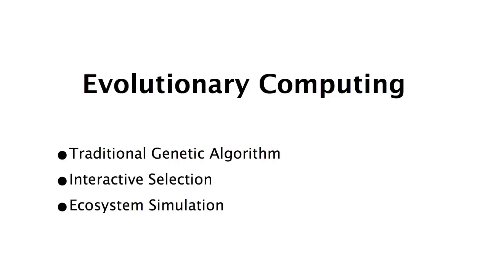And then there's this category called interactive selection, which is really used in art and design, and I'm going to show you some examples of that. And then this idea of thinking of ecosystem simulation.